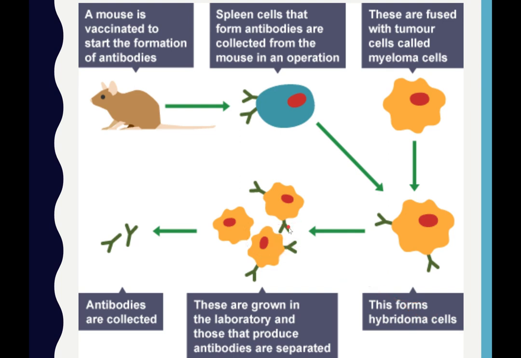These cells are then grown in the laboratory, and those that produce antibodies are separated from those that do not produce any antibodies. And then we basically harvest the antibodies from the petri dishes in which we are growing these cells in the lab. And so then these antibodies can now be given to a person.